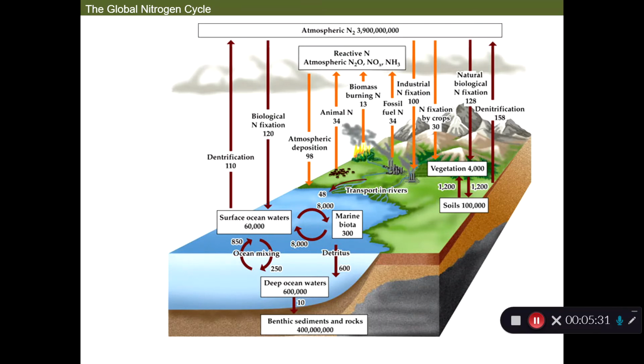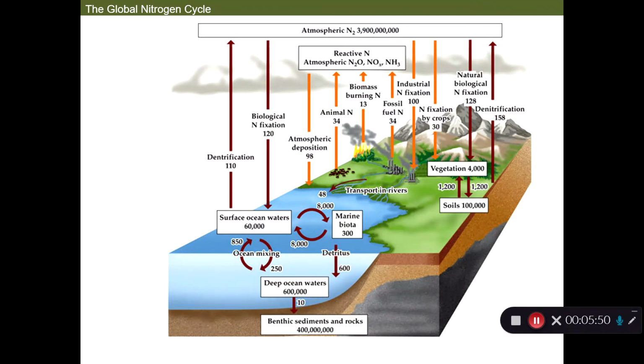But it's in the form of nitrogen gas that's very inert. The reason why is those two nitrogen atoms are held together with a triple bond that's really, really hard to break. So you have this big pool of atmospheric nitrogen. It's very inaccessible. It's a very inert form.